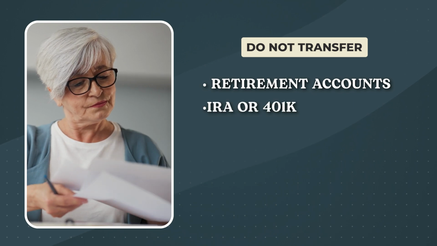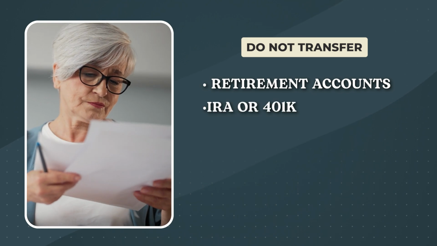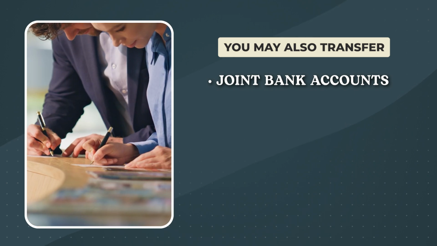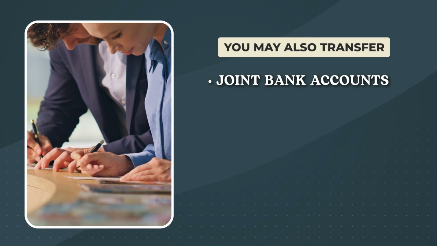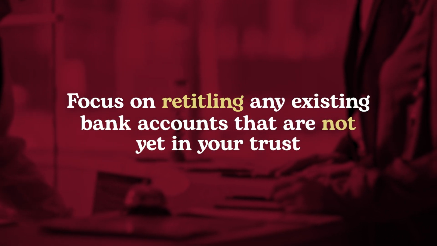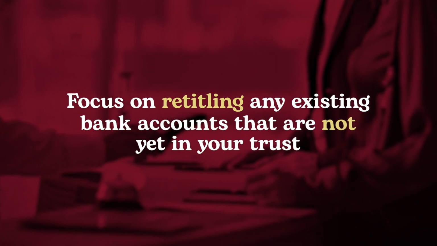On the other hand, usually you do not transfer retirement accounts like IRAs or 401(k)s into your trust, because it's better to just adjust your beneficiary designations rather than retitling those accounts. You may also transfer certain joint bank accounts, but this depends on who owns it with you and your estate goals. The key is to focus on retitling accounts that you have that aren't in your trust at this time.